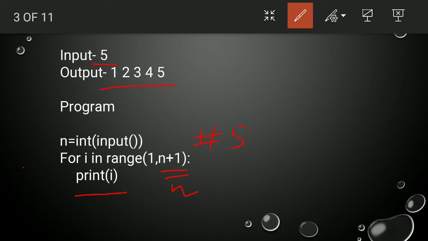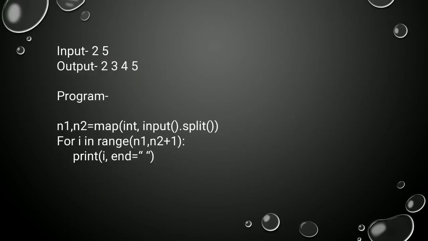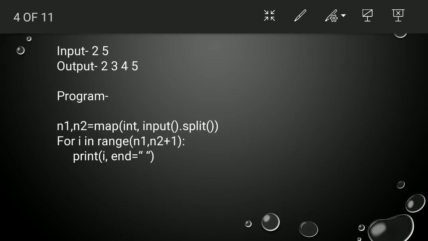The second question: the input is 2 comma 5, meaning we have to take the two inputs space separated. To write this we use the map function. So n1, n2: n1 will store the 2 and n2 will store the 5. For that we are using the map function with int, and input dot split. By default it splits on the space, and here also we are splitting with the space.